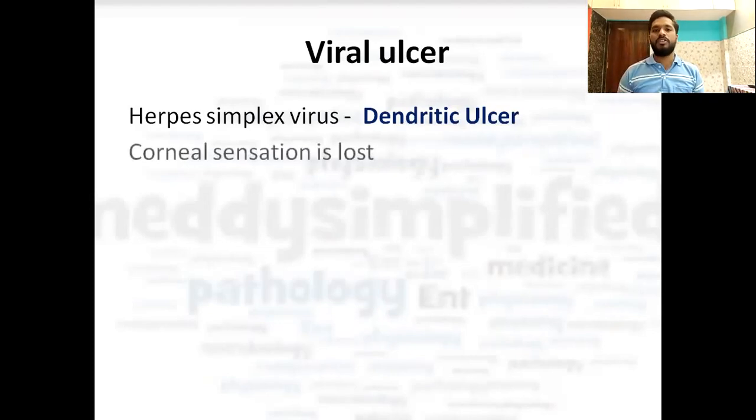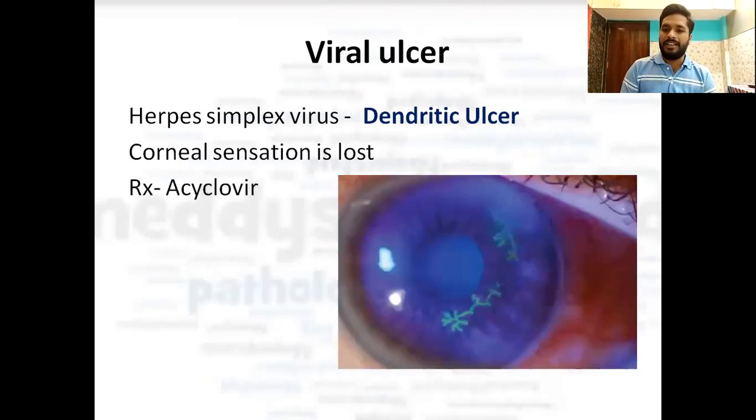Now talking about the viral ulcer. It is also known as dendritic ulcer, because the most common cause is herpes simplex virus, and the characteristic of the ulcer is the dendritic ulcer. The corneal sensation is usually lost in this kind of ulcer. The treatment is acyclovir, and this is how basically a dendritic ulcer looks like. You can see that dendrites are formed here. Okay, so this is how a dendritic ulcer looks like.